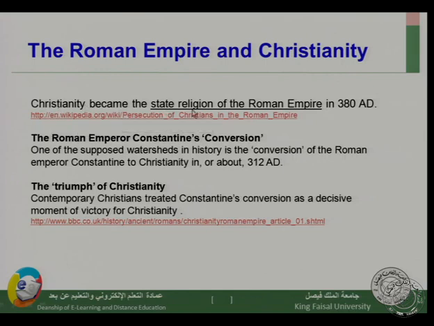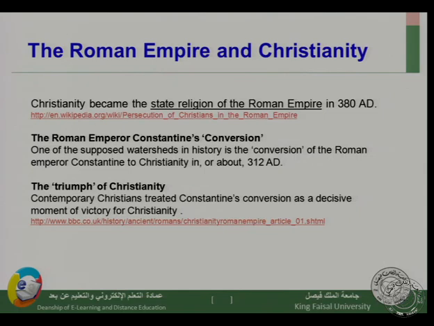Christianity became the state religion of the Roman Empire in 380 AD. So it became the state religion, دين الدولة. The state religion of the Roman Empire was what? It was Christianity. Christianity was the state religion of the Roman Empire. Look at this statement. It is very important. It will elaborate many things in our discussions.